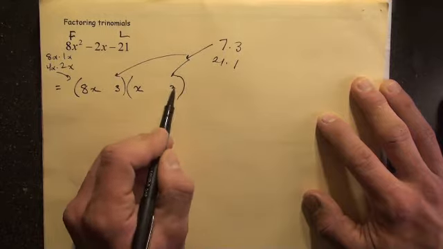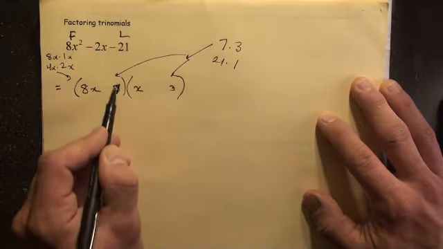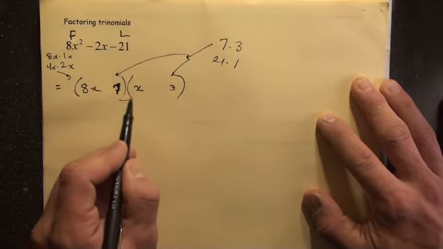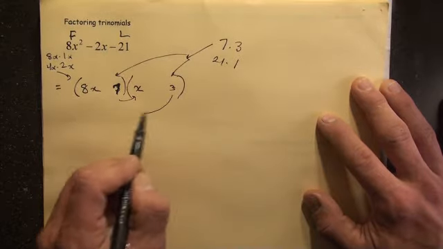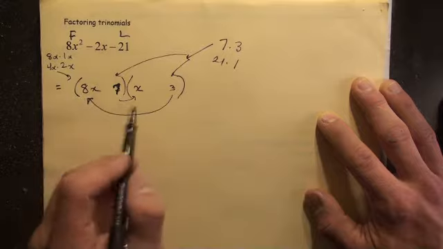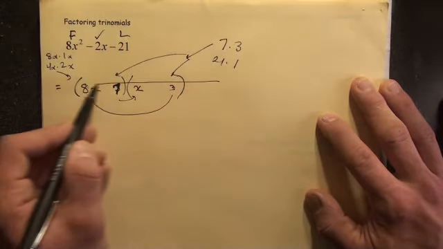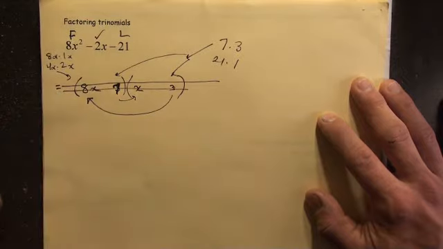Excuse me, I put the 3 here and the 7 here. But it's not going to matter. Why did I do that? Because if I put the 7 here, it's going to get multiplied by 1. Put the 3 here, it's going to get multiplied by 8. Does this add up to negative 2? No. So therefore, this is not the correct answer.